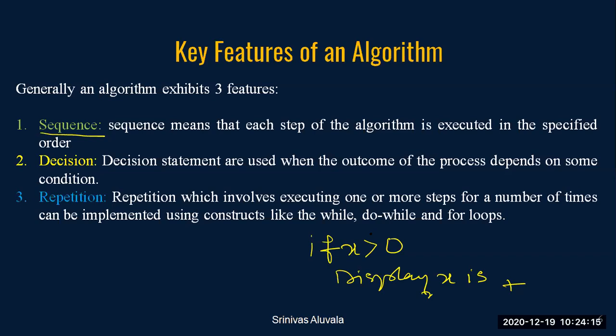So when we are writing an algorithm, always keep in mind that it should possess some properties. Every algorithm, whatever we write, exhibits these features: going in sequence, going decision based or condition based, and going in repetition.